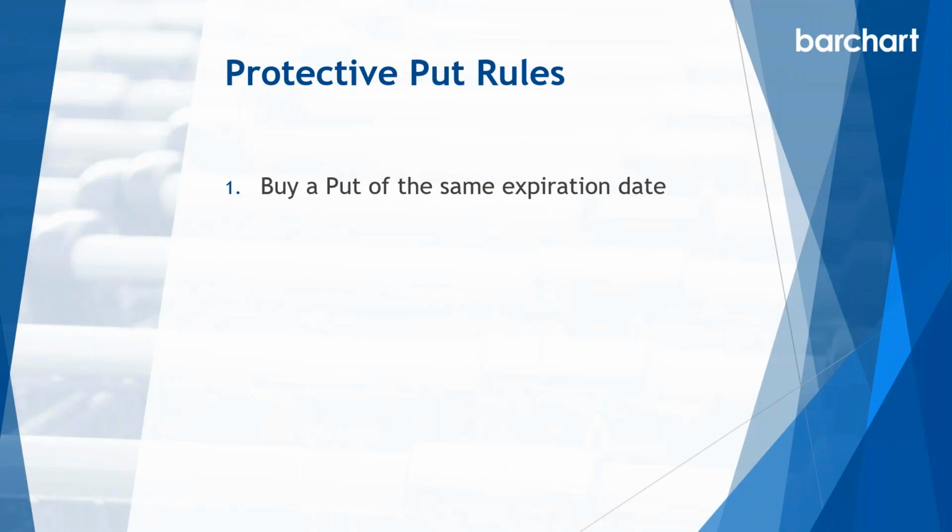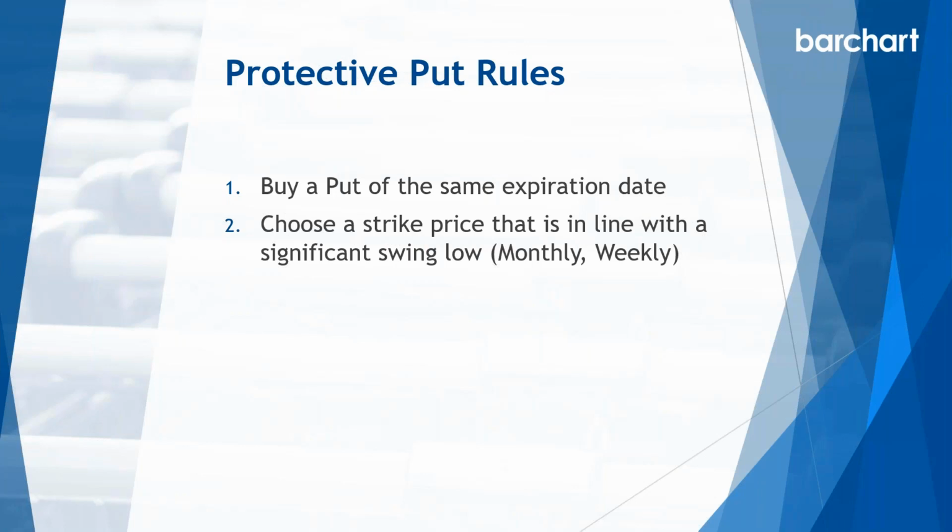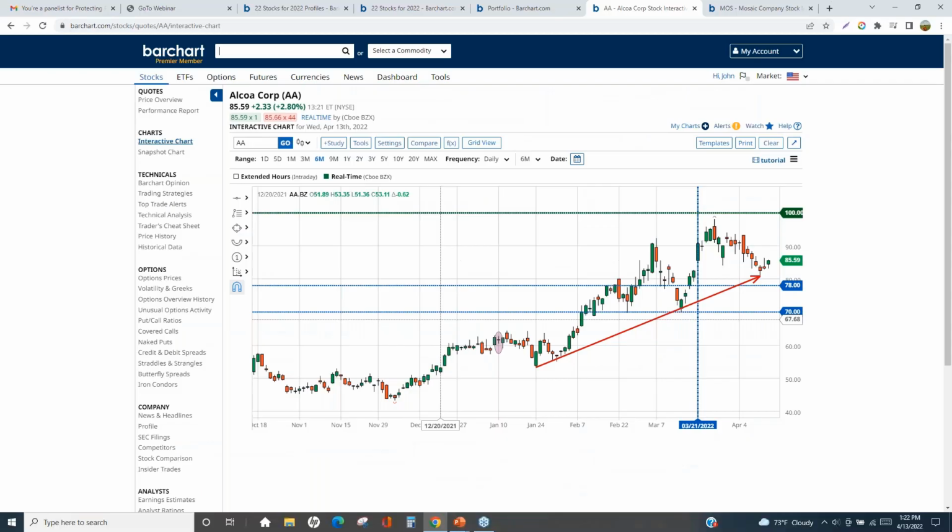So picking the same expiration date just makes it a little bit easier for us in terms of accounting and logistics, and certainly timing as well. So the next thing we're going to do is look for a strike price that is in line with a significant low or a trend line or a moving average. And again, these are just suggestions. I'm using monthly or weekly. So let's go back to our chart.